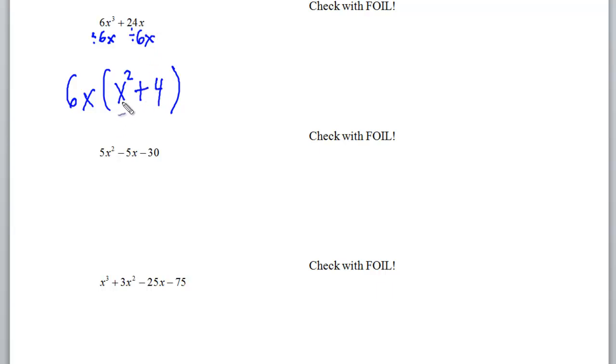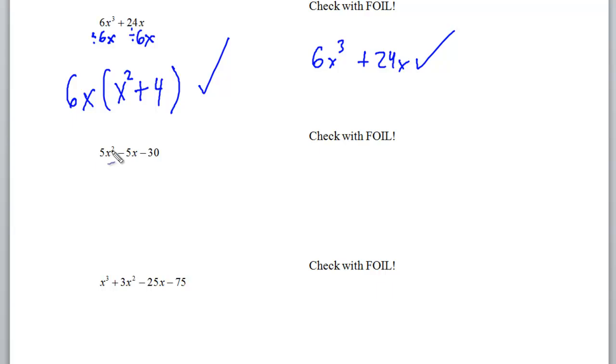Now, because you were looking for the difference of squares on previous problems, you might say, oh wow, look at this, x plus 2, x minus 2. But you see how that's a plus in the middle? Can't do anything with it. So this is your final answer. And if you want to check with FOIL, distributing that back together again, 6x times x to the second power is x cubed, and then 6x times 4 is 24x. So we've checked with FOIL. You can check with FOIL on most every problem on the test.